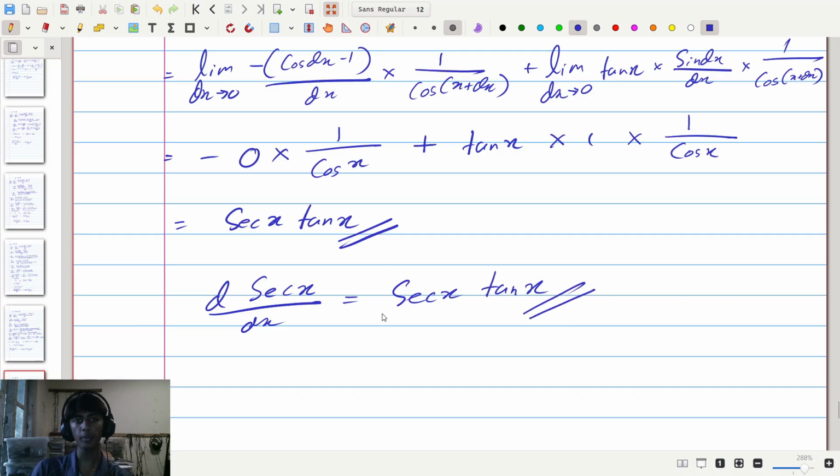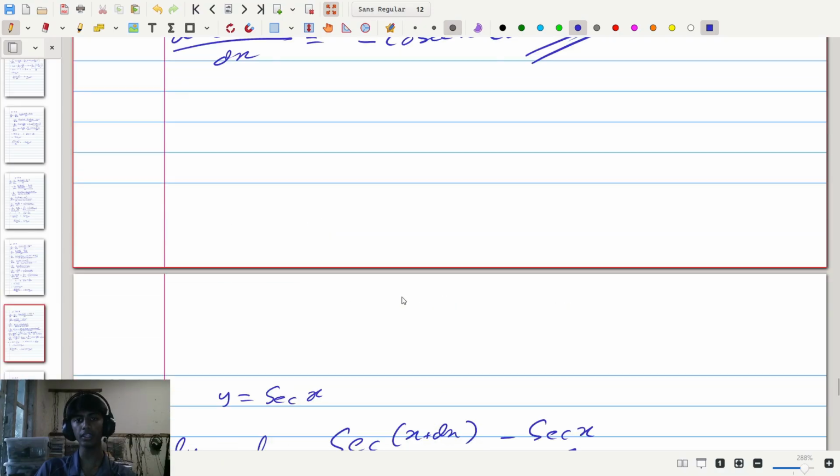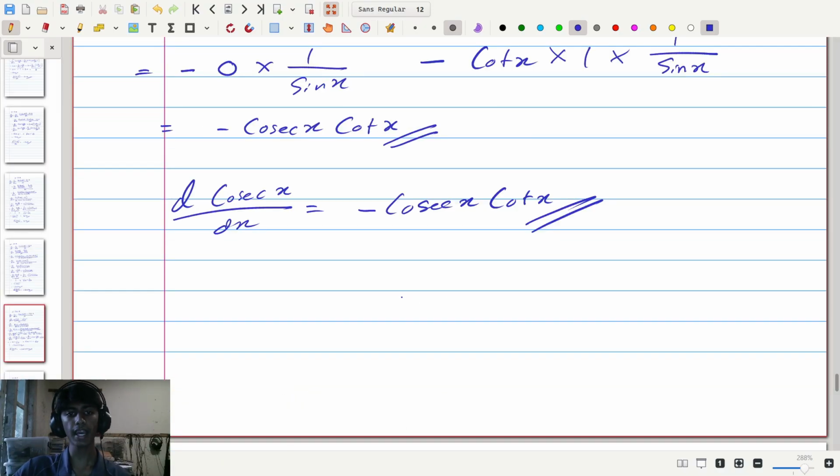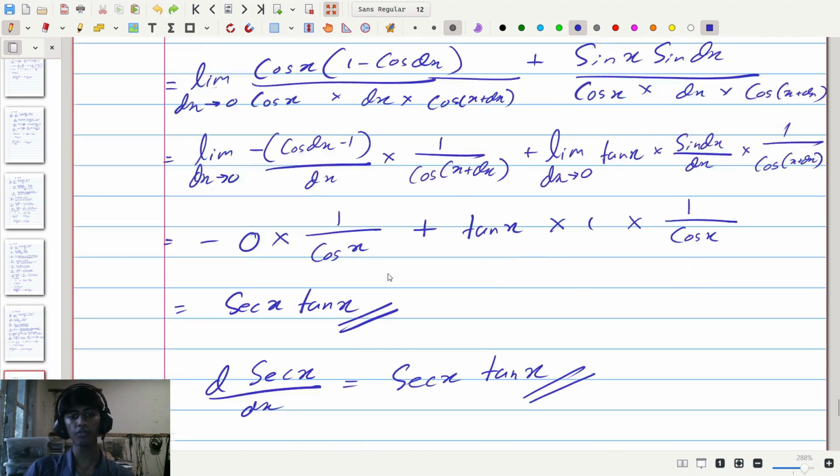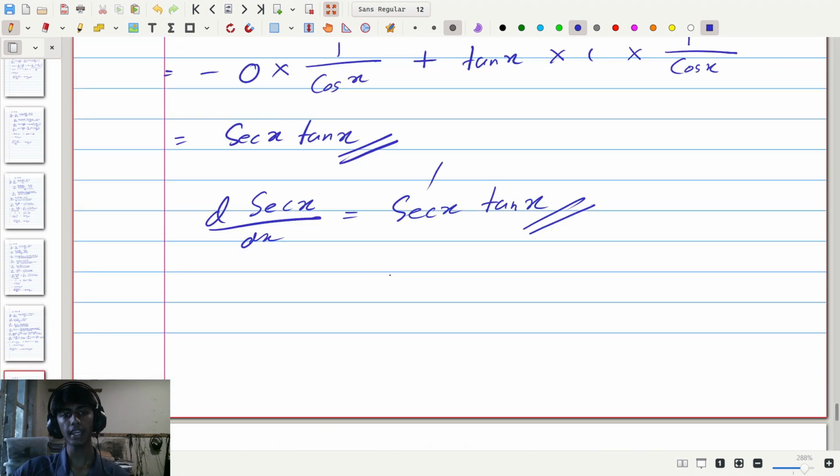Notice once again the similarity and the kind of symmetry between these two. For cosecant, we have negative itself times the cotangent of x. For secant of x, we have itself times the tangent of x. So cosecant gives negative cosecant times cotangent, and secant gives secant times tangent. There's a kind of symmetry between these two.